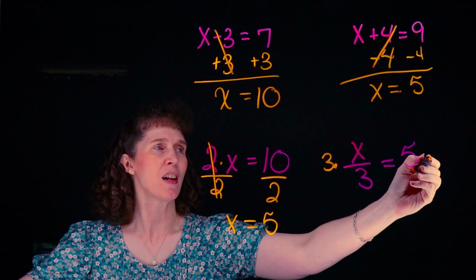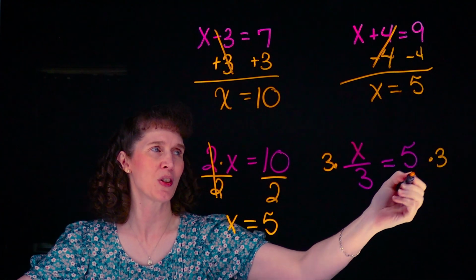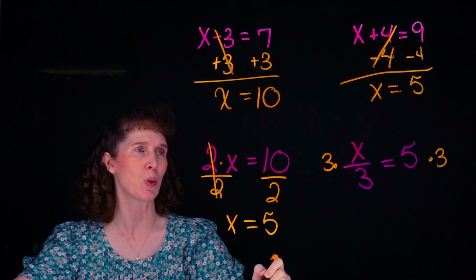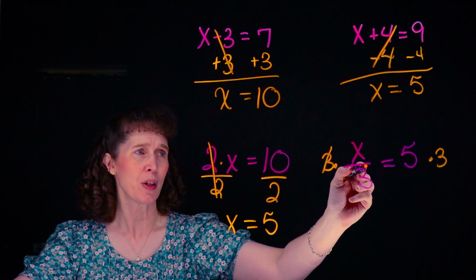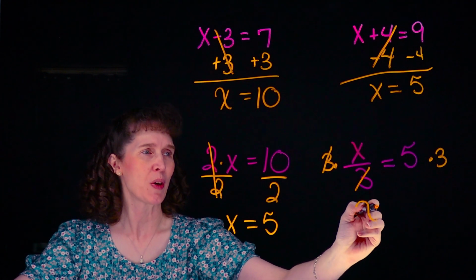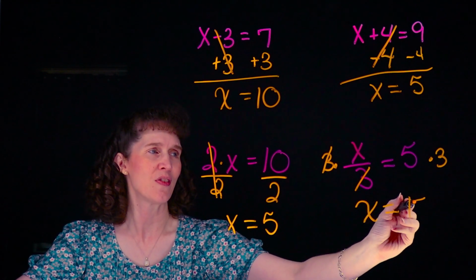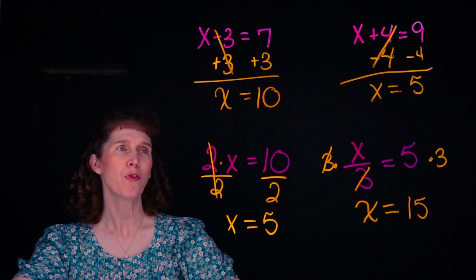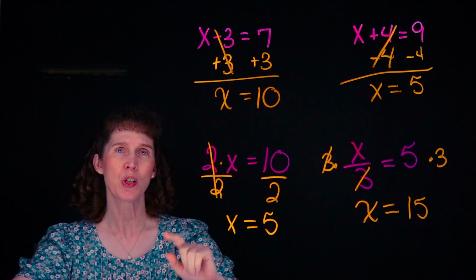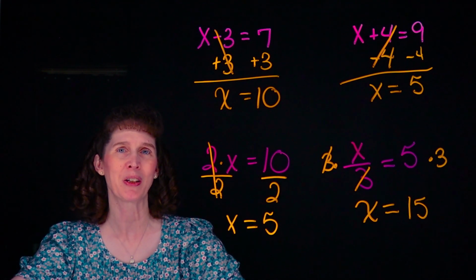What we do to one side of the equation, we must do to the other side of the equation. So we'll multiply it by 3. Here the 3's will cancel, which leaves us with x equals, and then 5 times 3 is 15. So that is 4 different parts to do linear equations, one-step linear equations.